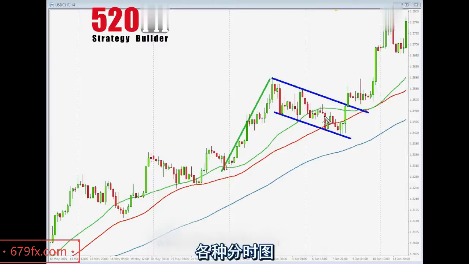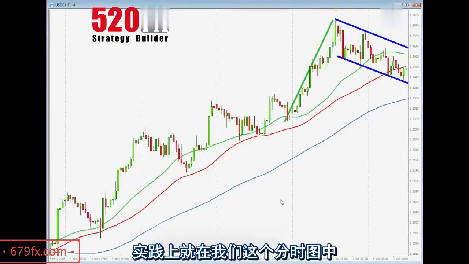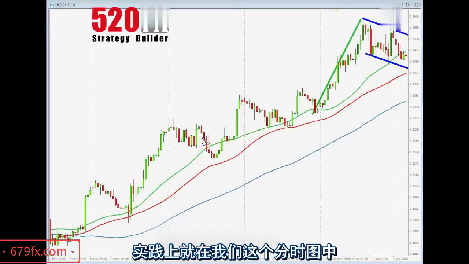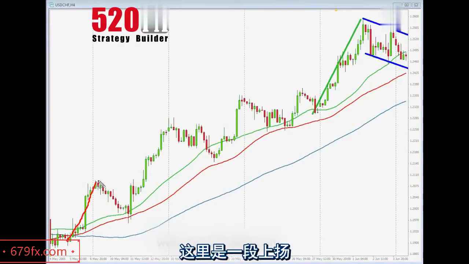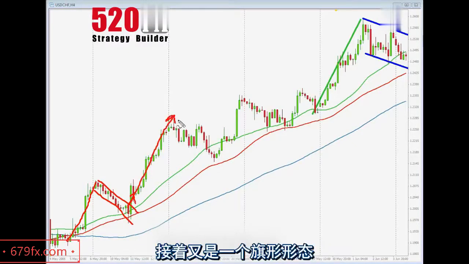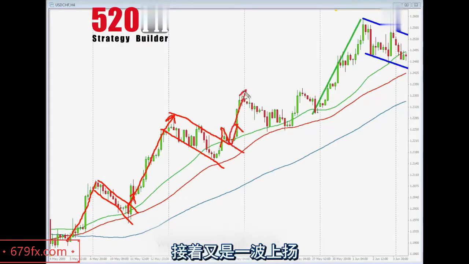Every time frame, every trend, you will see many flag formations. It's actually the most common of all price formations. Actually, in this very same trend, have a look here. We have a swing up, retracement channel. You see retracement channel, breakout, whole new swing to the upside. Then another flag formation, another breakout, pullback, continuation, bang, a new swing to the upside.